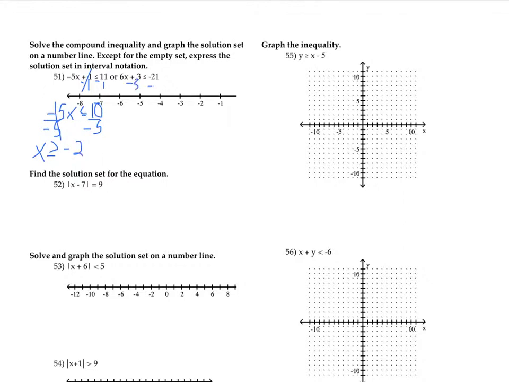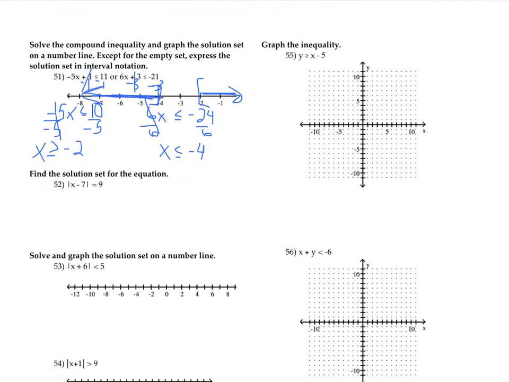Here you subtract 3, so you get 6x is less than or equal to negative 24. Divide by 6, you get x is less than or equal to negative 4. So we're greater than or equal to negative 2, so that's a bracket, and going that way. Less than or equal to negative 4, that's a bracket going to the left.